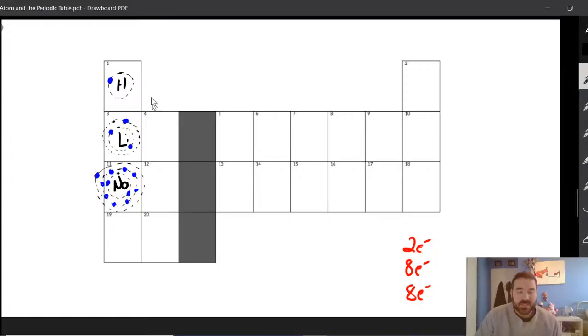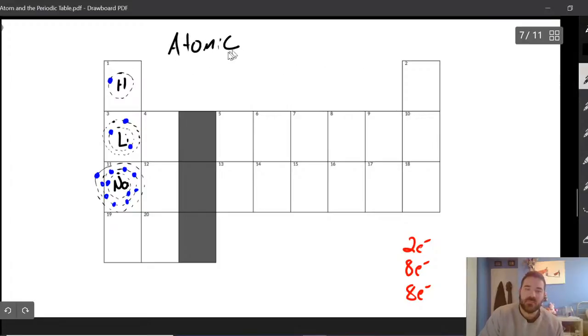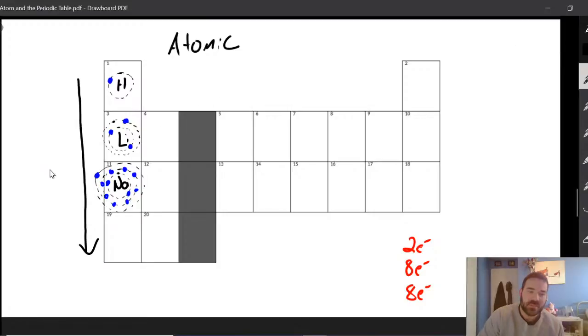So, what we should notice is, as we move down in the group, every successive atom has 1 more orbital, or 1 more shell than the atom that came before. So every time we move down within a group, we're adding an orbit. And because we're adding an orbit, we're actually increasing the size of that atom. So in terms of atomic radius, the trend is, as we move from the top to the bottom, atomic radius increases. So it increases from top to bottom.